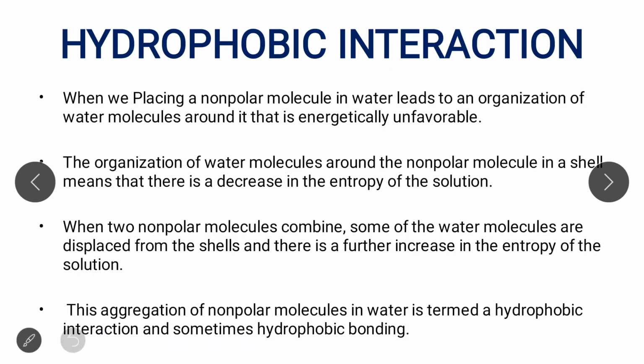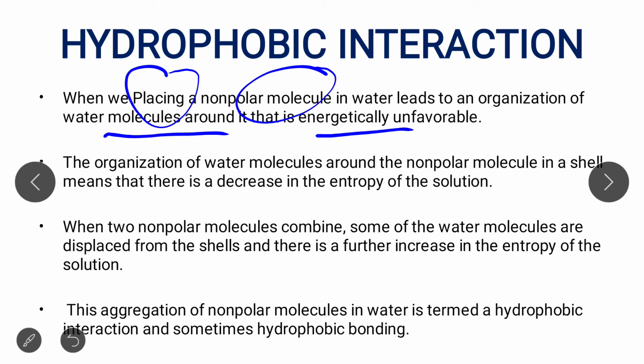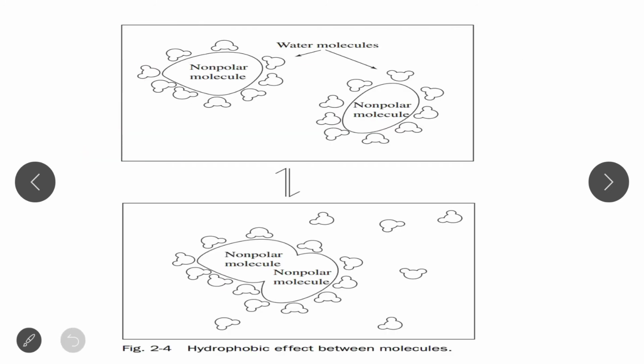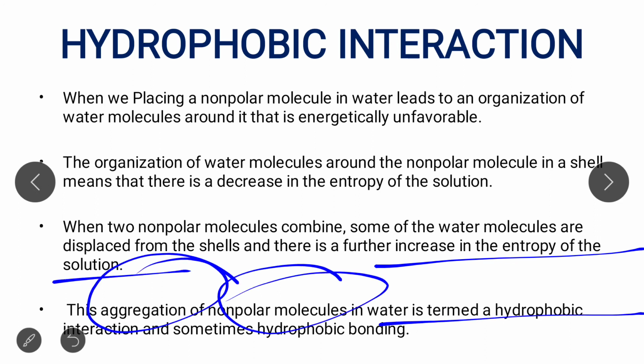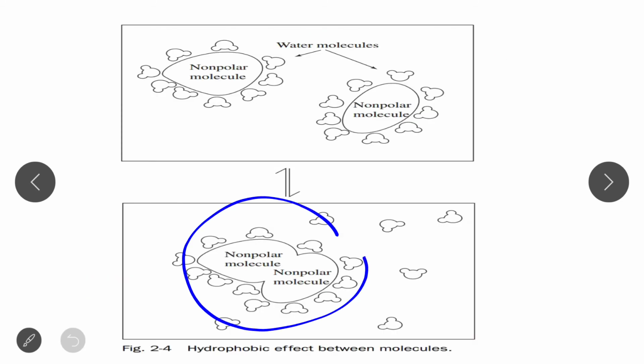Now let's read the PPT so that you get a clear idea. When we place a non-polar molecule in water, it leads to an organization of water molecules that is energetically unfavorable, and with this organization of water molecules around the non-polar molecule, there is a decrease in entropy. When the non-polar molecules combine, as shown in the figure, the water molecules are displaced and the entropy is increased. So this aggregation of non-polar molecules in water is known as hydrophobic interaction.